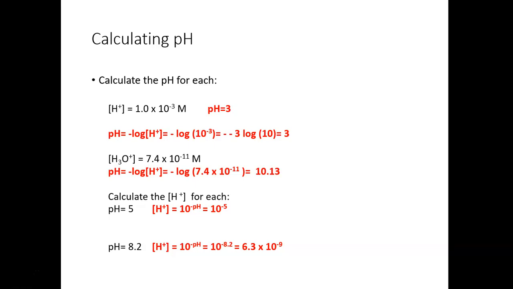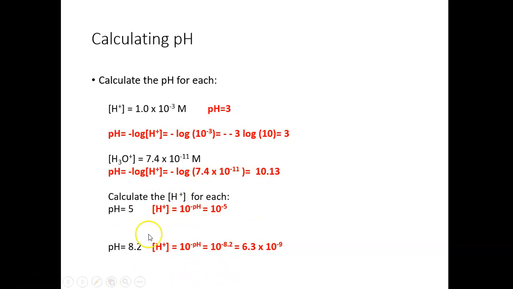Okay? So the first example, since the pH is 3, that would be an acidic solution. The second, since the pH is greater than 7, would be a basic solution. All right, so for the next two, we're calculating the hydrogen ion concentration. So the hydrogen ion concentration is 10 to the negative pH. So for the first one, it's 10 to the negative fifth, or 1 times 10 to the negative fifth.